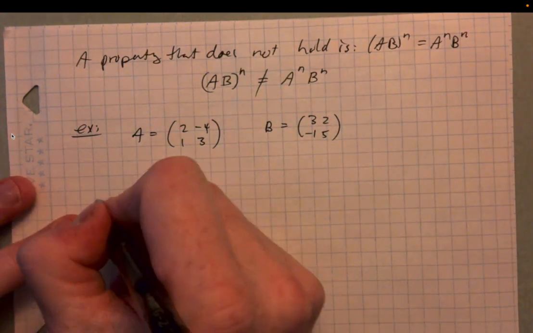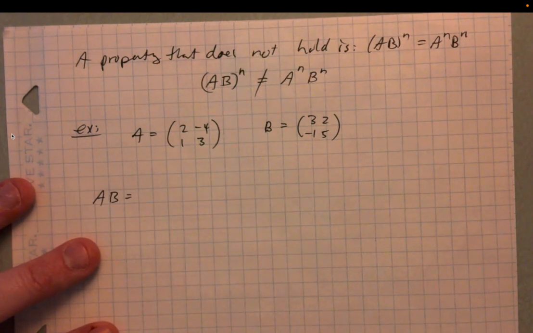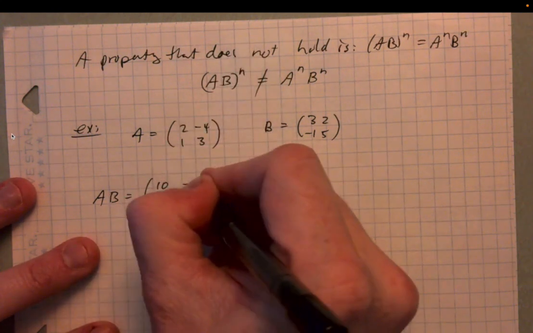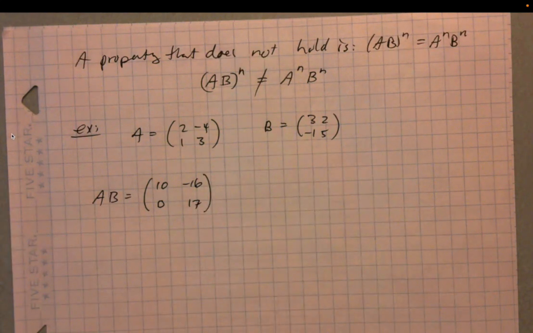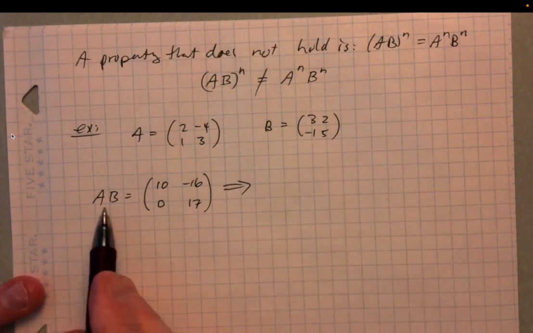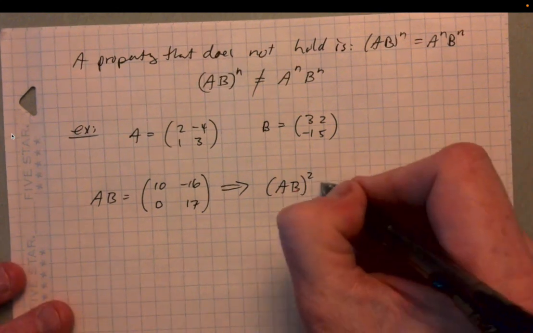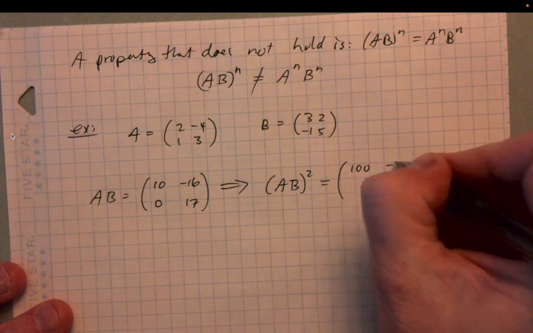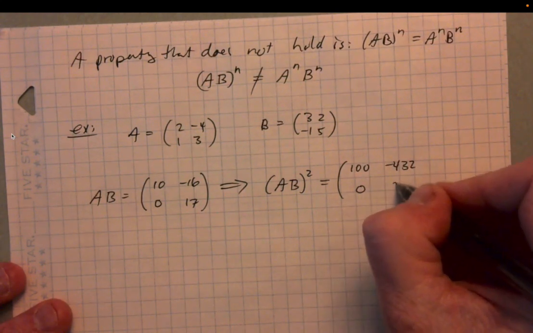I have it all written out already. Actually, I did these already. So A times B, if I multiply these together, and you can confirm this, just pause the video and double check that you get the same answer, is 10, -16, 0, and 17. So that's A times B. And then if I exponentiate this, maybe we'll square it. If I square this, I get 100, then -432, and then 0 and 289.